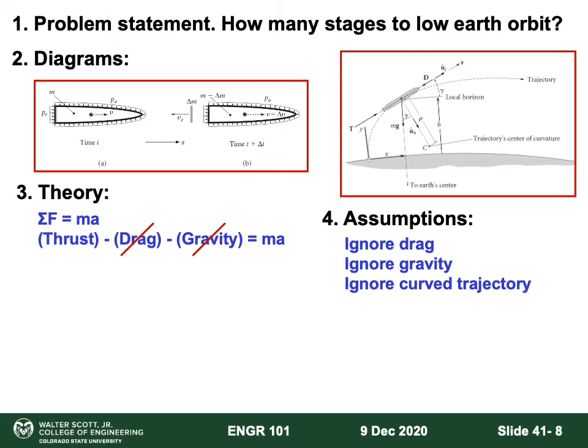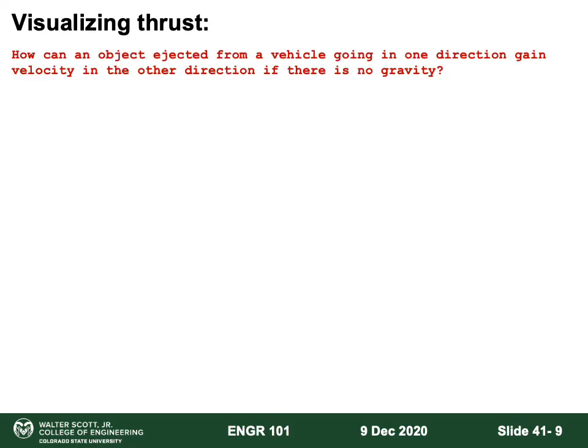And in the diagram that you see on the right, there's a curved trajectory, which means that there's some other things going on. We're going to assume that we have a straight trajectory also. So what matters is the thrust equation. So thrust equals mass times acceleration. We're going to be working with that particular equation. So let's understand thrust.